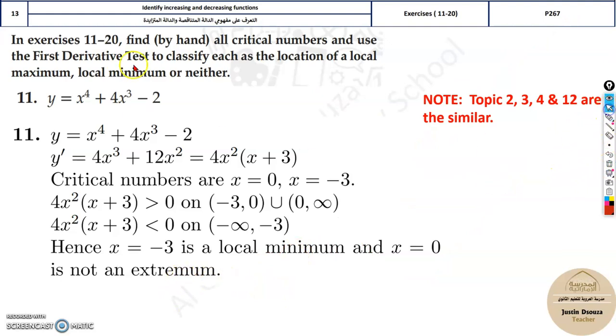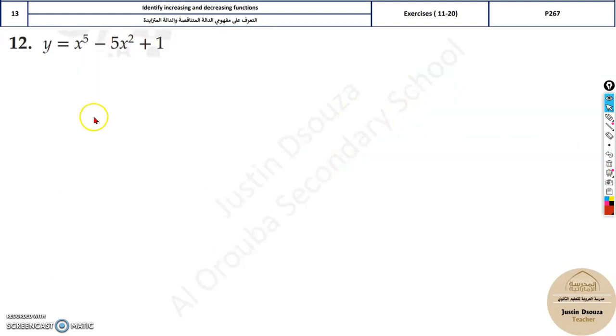So this is it. There is no graphing they have asked for over here, but if at all graphing is asked, we have done this already. So please watch the previous videos and you can easily know how to graph as well. Similarly, you can try the other problems.